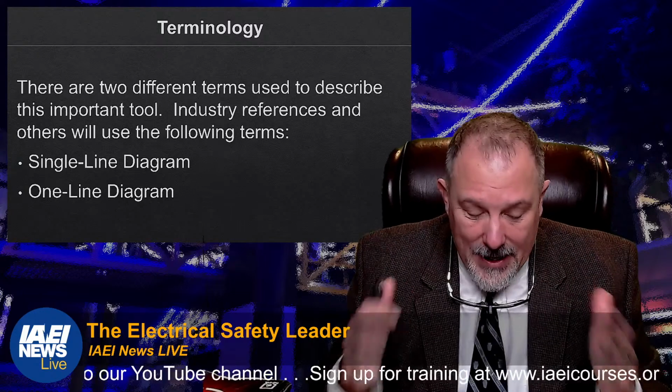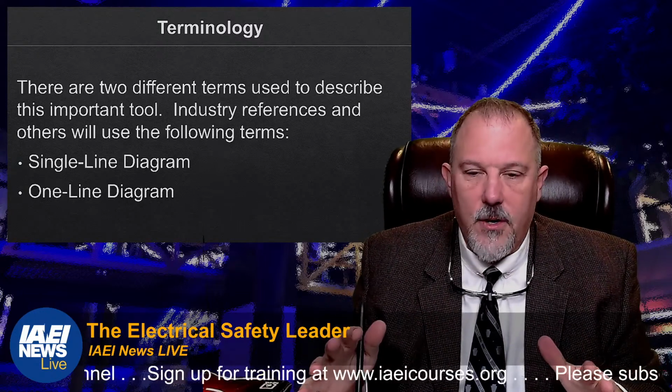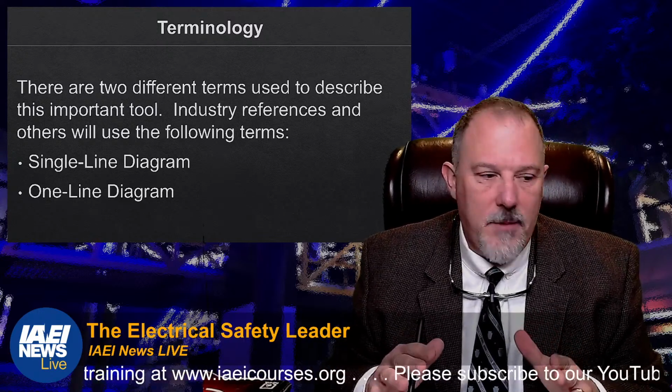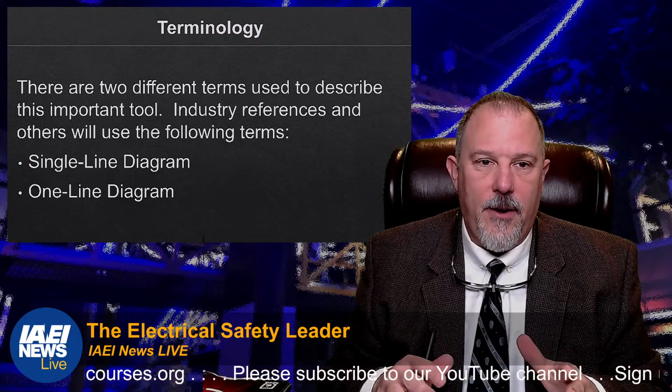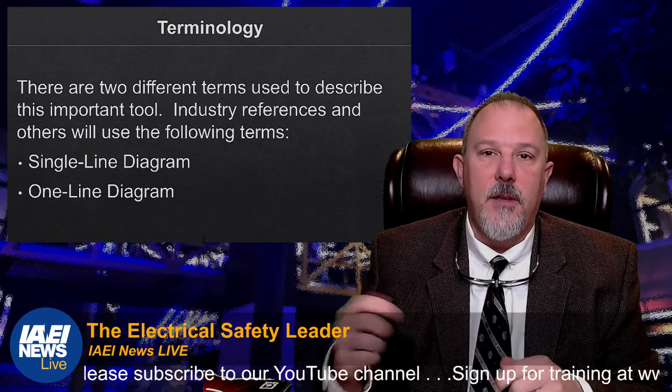Terminology. Now, okay, I am guilty of this. Guilty as charged. And I know most people who reference this document are just as guilty as I am. What do we call it? The single line diagram. We call it the one line diagram. Go give me the one line. Go give me the single lines.